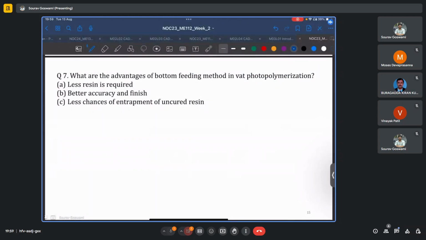The next question asks us, what are the advantages of bottom feeding method in wet photopolymerization? Just to recollect, we looked at two types of feeding method, actually more, but here we are comparing bottom feeding to the other. So there was one where you had your regular top feeding. In the other case, you have the bottom feeding.